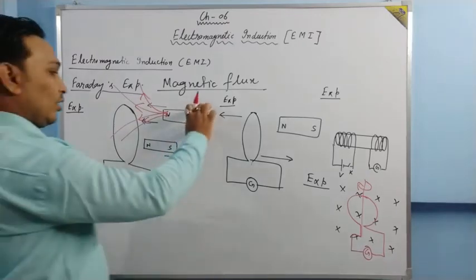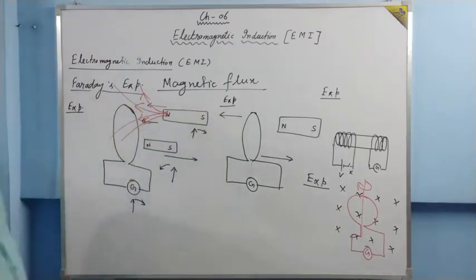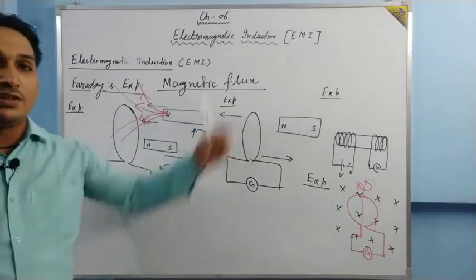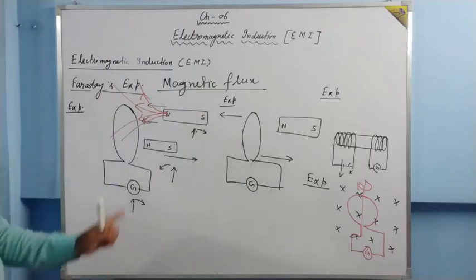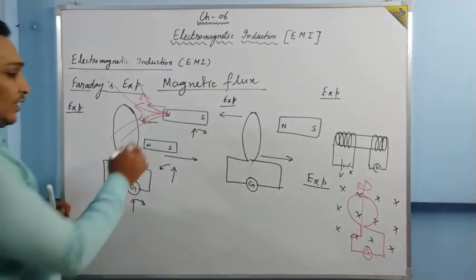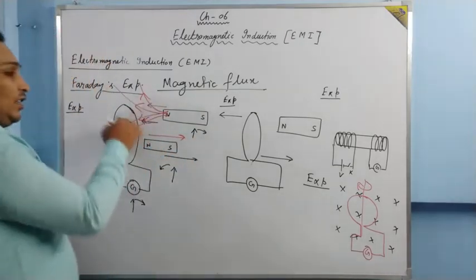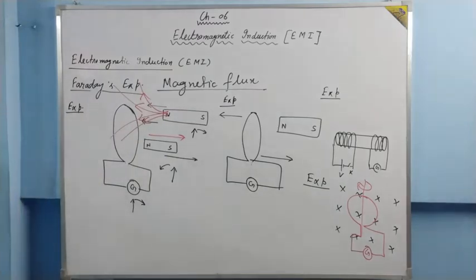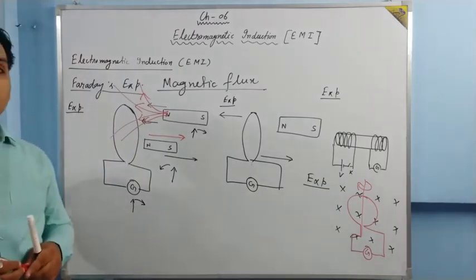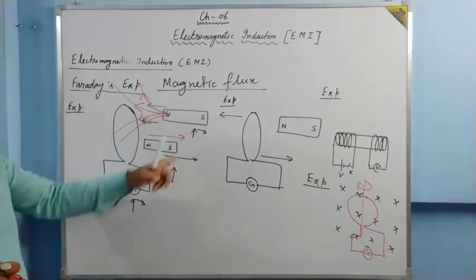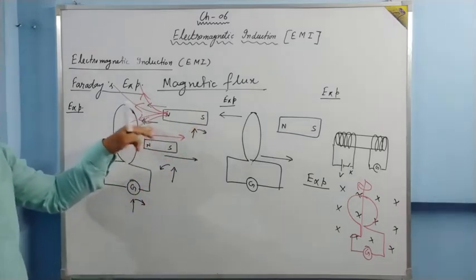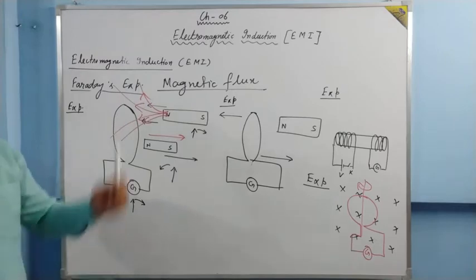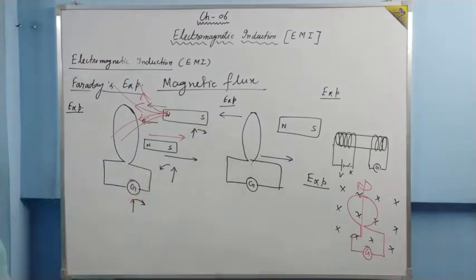When this magnet comes near the loop, what will happen? The number of magnetic field lines increases, indirectly magnetic flux increases. And when the magnetic flux increases, there is a current in the coil. When this magnet is going away, obviously the number of magnetic field lines decreases, which means magnetic flux decreases, and again current is induced. When this magnet stops somewhere, the deflection becomes zero, because magnetic flux in that case will remain constant.